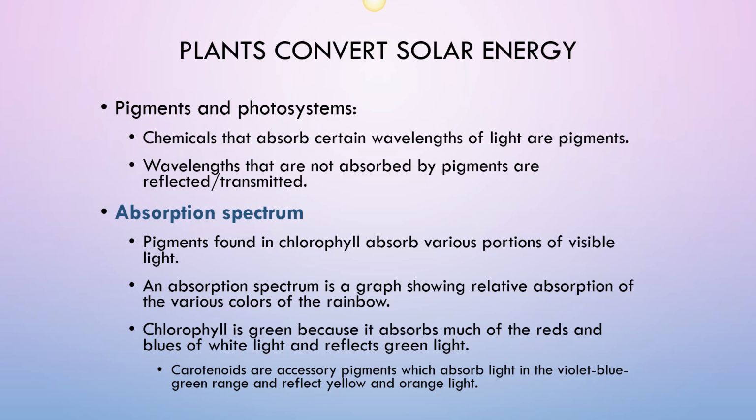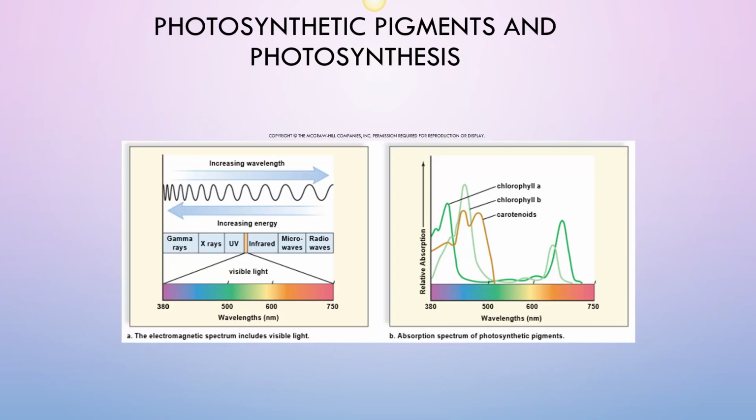Carotenoids are accessory pigments which absorb light in the violet, blue, green range and reflect yellow and orange. You'd see carotenoids in carrots. This is the spectrum of light, and here you can see visible light and the different wavelengths. Plants are going to absorb wavelengths at this end of the spectrum, and they reflect green, while carotenoids are going to absorb wavelengths at this end of the spectrum, and they're going to reflect orange.